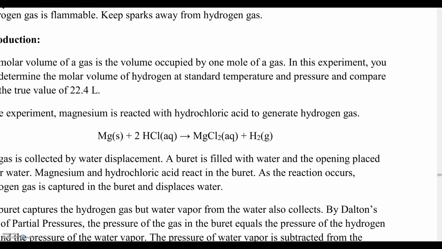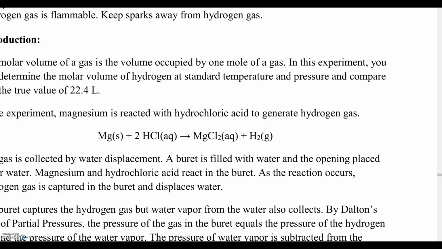A eudiometer is a way that you can measure the volume of the gas that is trapped. And so we're going to trap this hydrogen gas over the course of a reaction. Knowing the mass of the magnesium, we are able to figure out the moles of hydrogen gas just by doing the simple stoichiometry problem of grams to moles, moles to moles. And so that's the easy part.